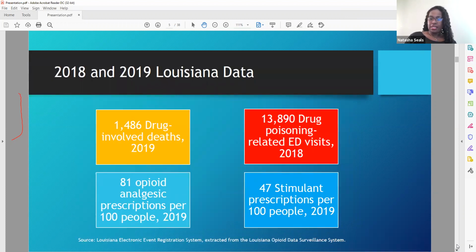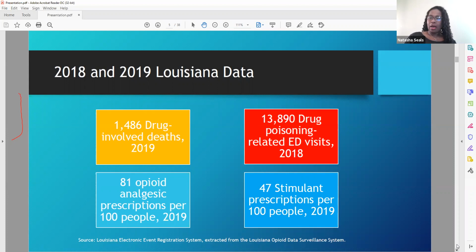Here we look at our 2018 and 2019 data for Louisiana. So as you can see, there were 1,486 drug-involved deaths during 2019. This correlates with an 11% increase from 2018 to 2019, and they are still on the rise. Louisiana averages about 81 prescriptions for opioids per 100 people during the year of 2019. Now, this number is actually decreasing from the preceding years. However, Louisiana still ranks high as compared to the national average.